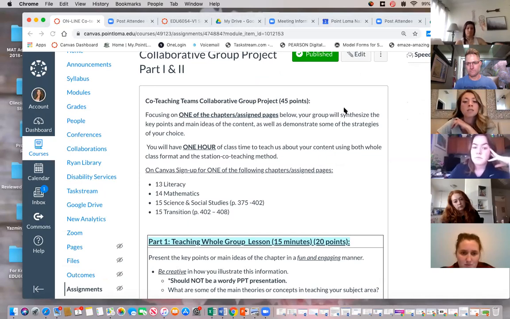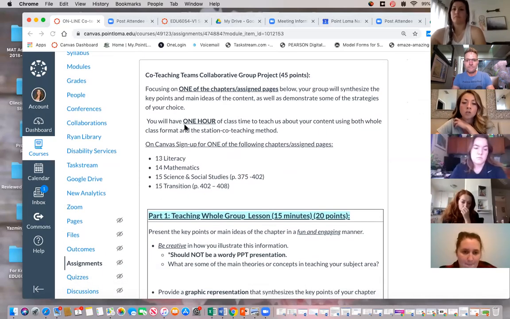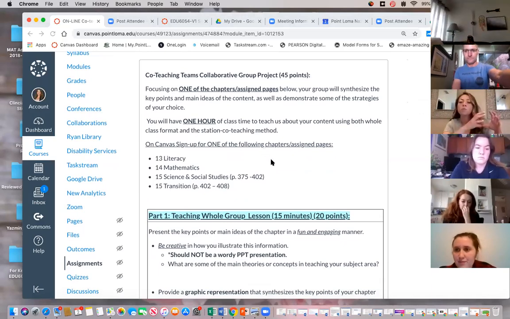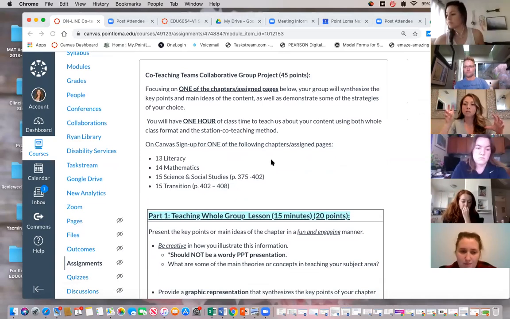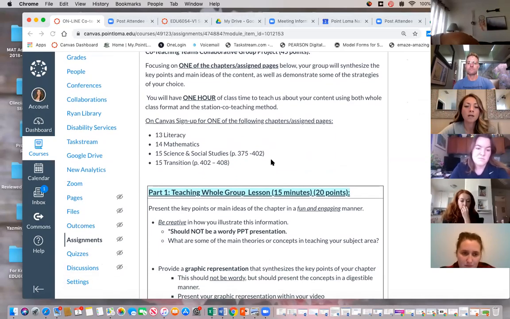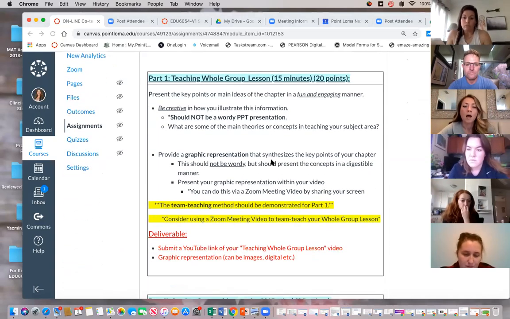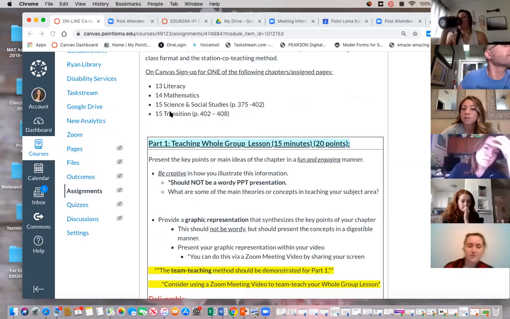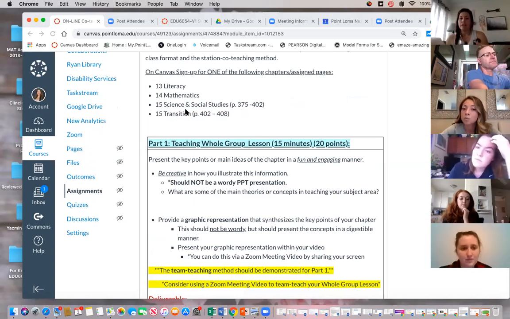You're going to synthesize the key points and main ideas of the content, as well as demonstrate some of the strategies of your choice. Essentially you have 1 hour, meaning 15 minutes for the whole group lesson, and then 3 15-minute stations. So for part 1, for your whole group lesson, you're essentially giving us a synopsis, synthesizing the key points from your assigned chapter, whether that's chapter 13, 14, 15, or 15, which is split into 2. Please make note of that.